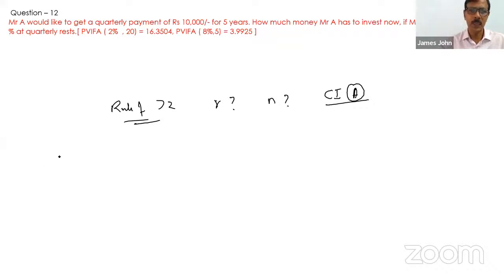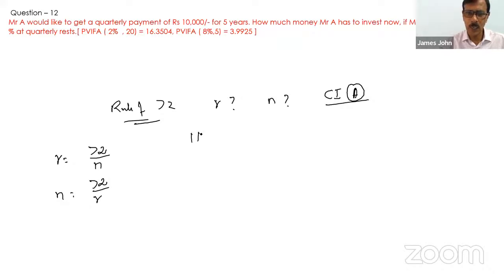Understand? So the rule says, if you want the rate of interest, you divide 72 by n. Or if you want the number of years, you divide 72 by r. You will get the number of years or time so that an amount becomes double.